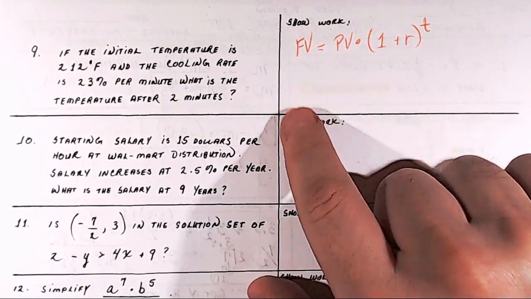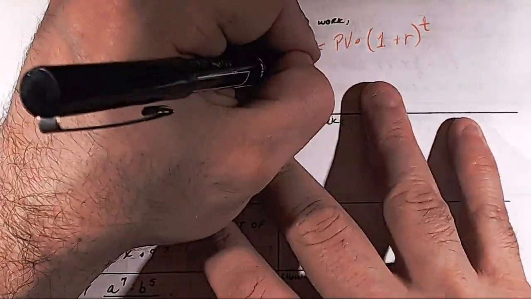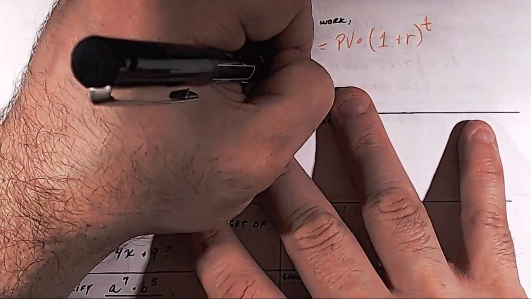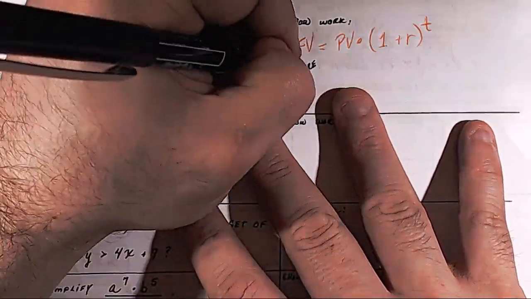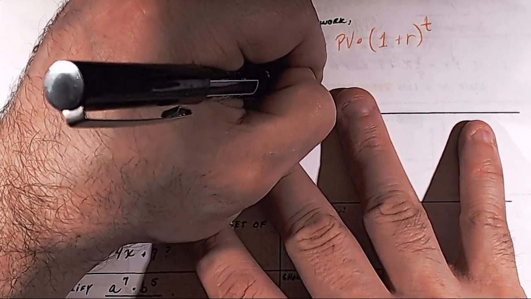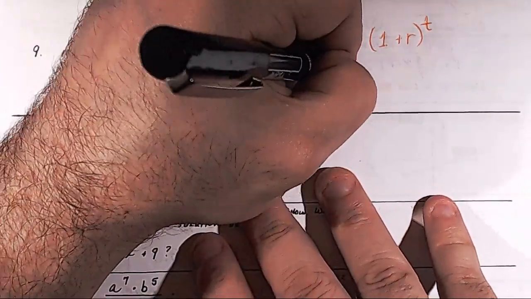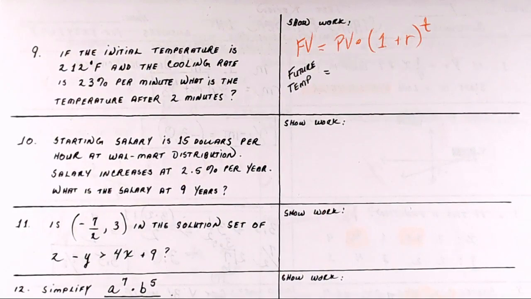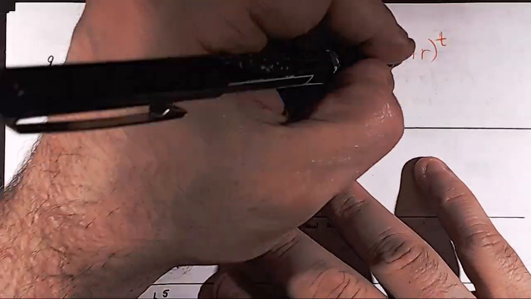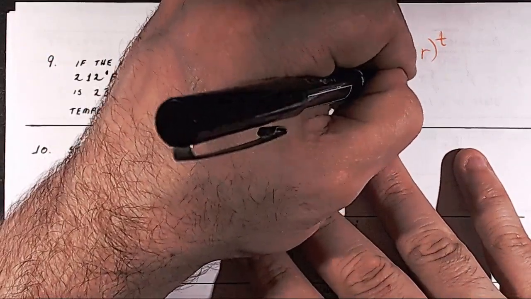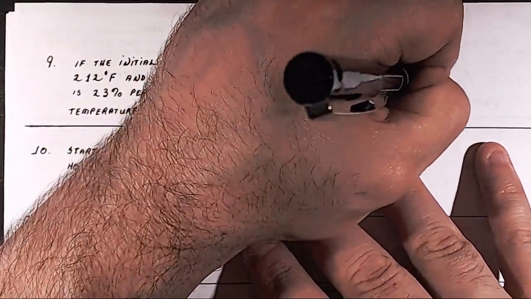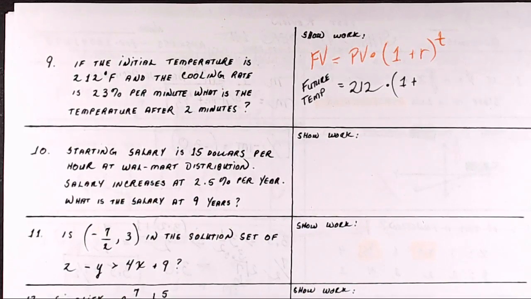Future value. Now there's all kinds of synonyms, so we'll call this future temperature, since this is about temperature. Future temperature is equal to the initial temperature, which was 212 degrees, multiplied by 1 plus the rate. Now, what is the rate? This is a problem that you have to actually stop and think about.